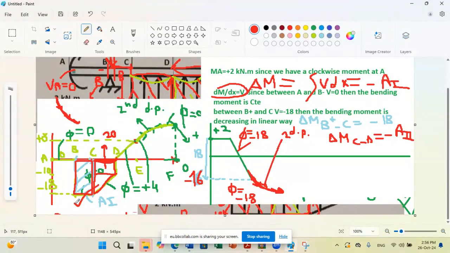For the triangle, you need to do base times height over 2. This distance here is the difference between 10 and 18, which is 8, and you have here 2. So 8 times 2 over 2 is 8. In total, the total area here is 28.